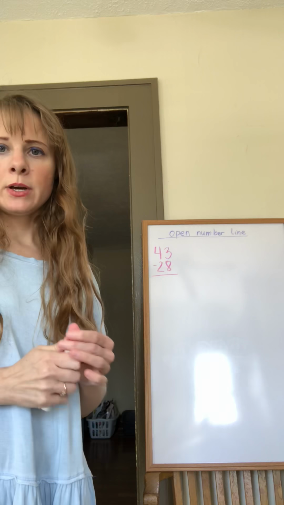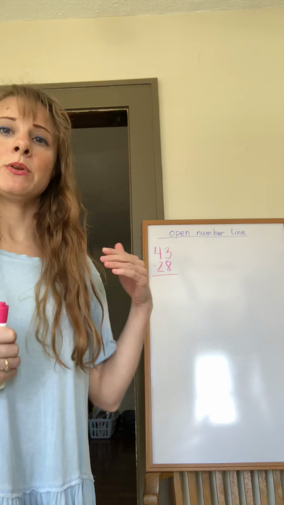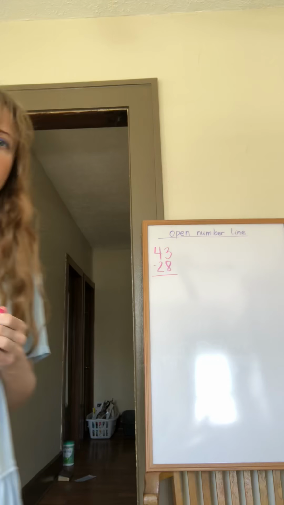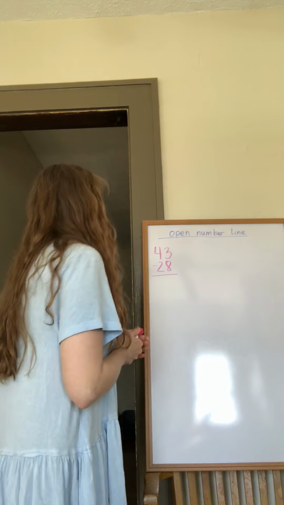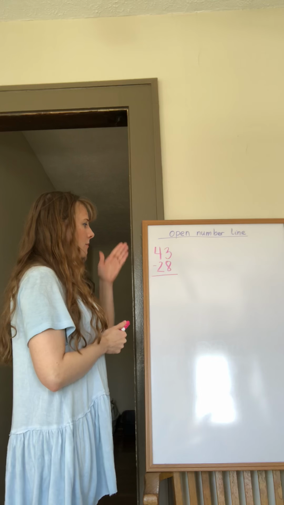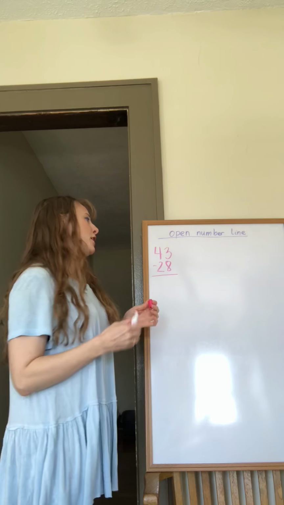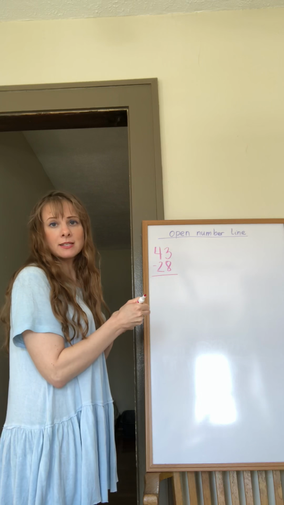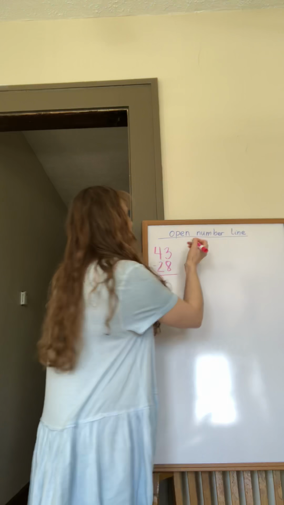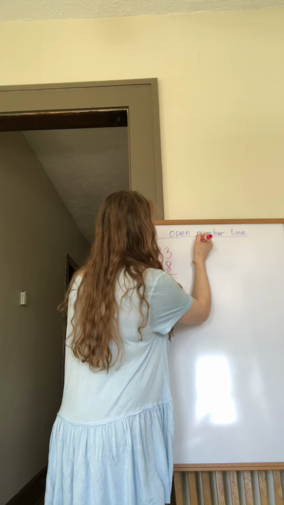Okay, now we're gonna do an open number line, but we're gonna be doing it with subtraction. So it's a little bit different, but it's also kind of similar. It's kind of the same. Now for 43 minus 28, we're going to be breaking down the number once again into the tens and the ones. So this method is very helpful to learn.